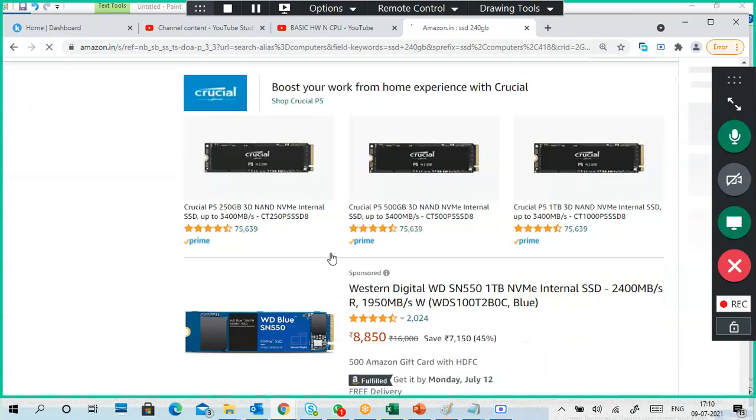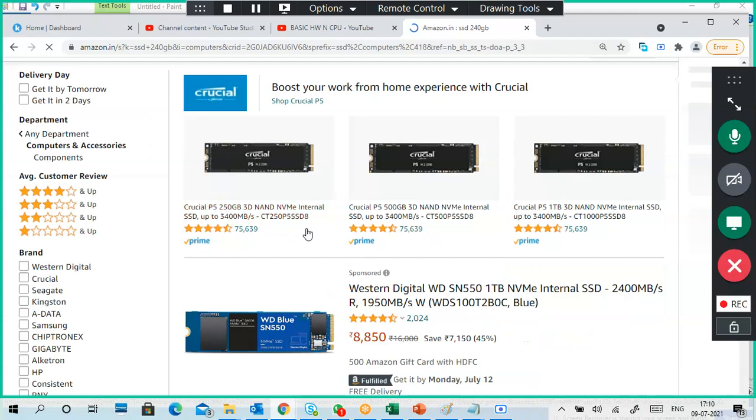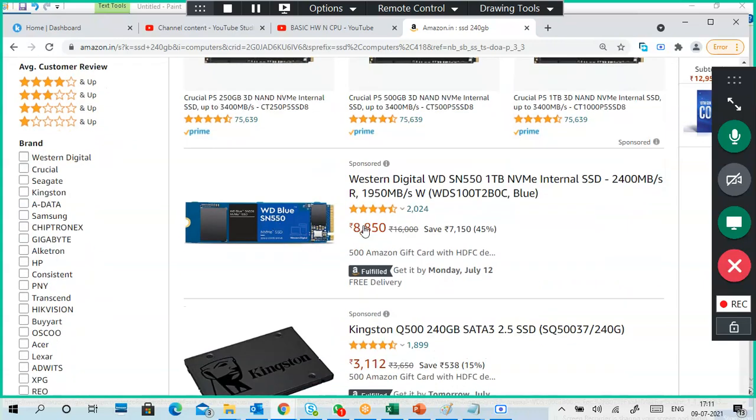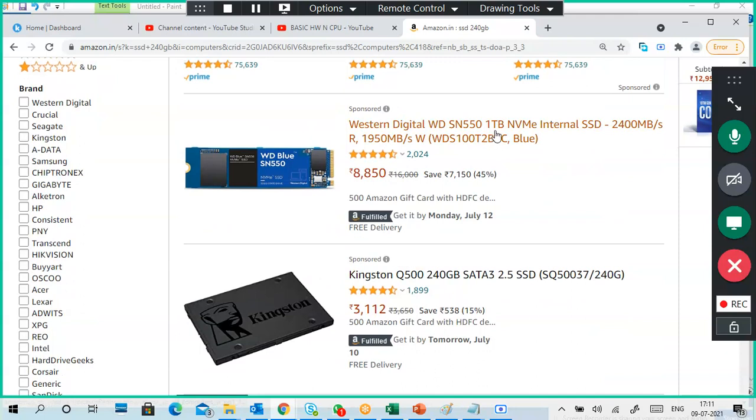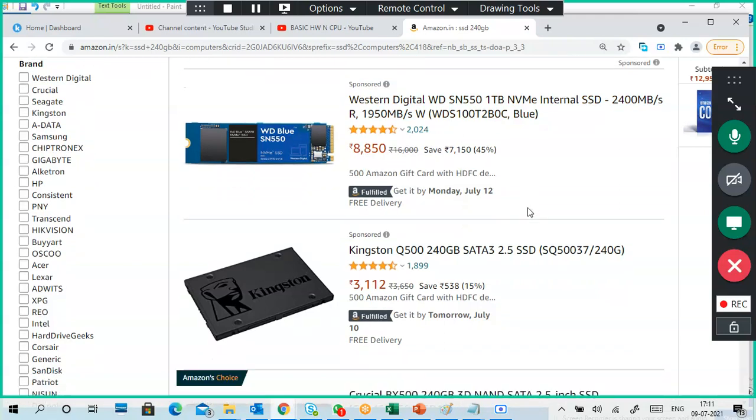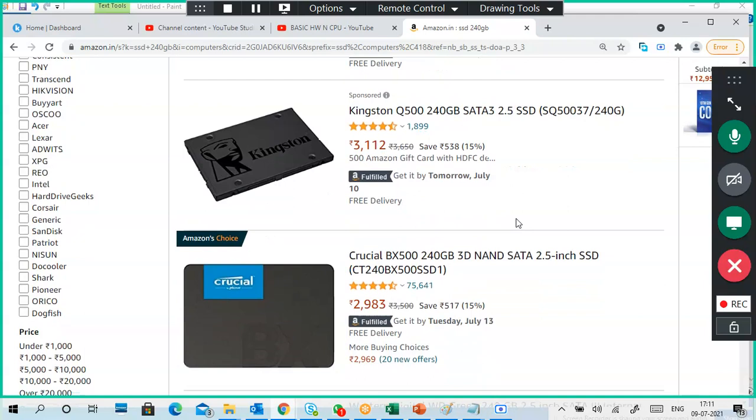So this is one kind of model nowadays, like 3D NAND NVMe. Okay, internal SSD. This is a model name. So 3D NAND NVMe internal SSD. So this is a kind of internal one. A 1 TB SSD is around 8,850 from Western Digital. Okay, if you go to the normal hard disk, it is a different one.